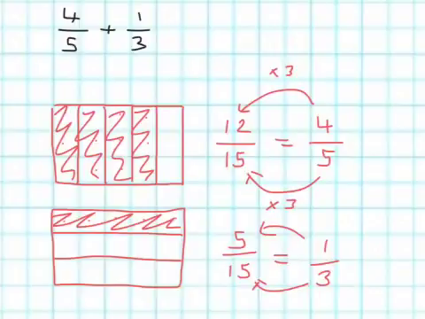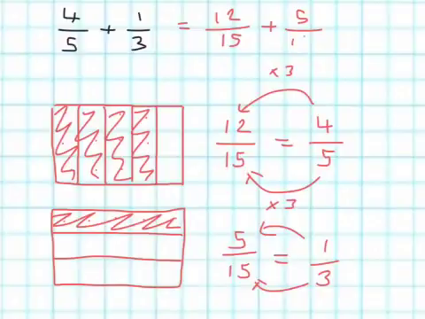So I end up with my calculation in 15ths. So 12/15 add 5/15 would make 17/15. Again, it's an improper fraction, but at the moment that doesn't matter. The answer to 4/5 add 1/3 is 17/15.